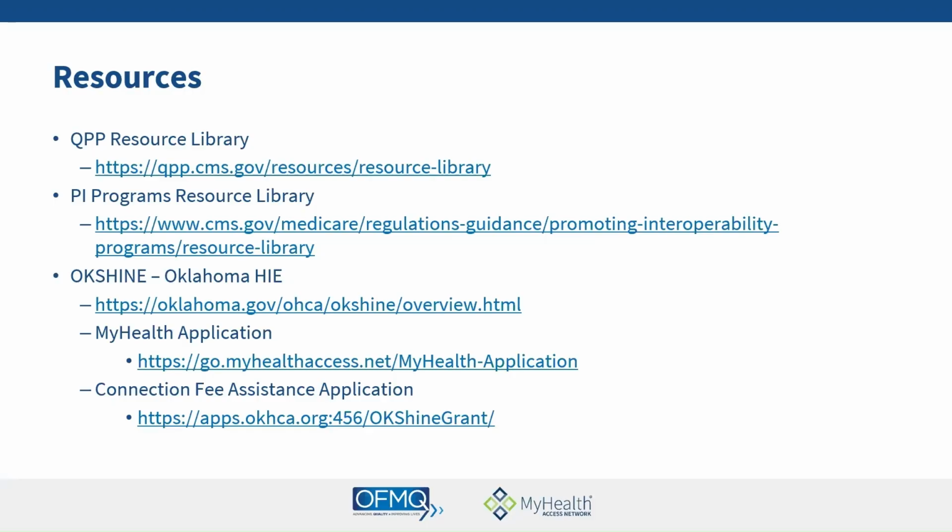These are a few resources that I just wanted to share. The QPP resource library is going to be for clinicians. Anything having to do with the promoting interoperability objectives and measures that we talked about today is going to be on there. They'll also have lots of information about quality, improvement activities, costs, and other things tied into that program. The PI programs resource library is going to be specifically for hospitals. Hospitals, again, that's a separate reporting program outside of your IQR, OQR reporting. So those are all your hospital-specific resources.